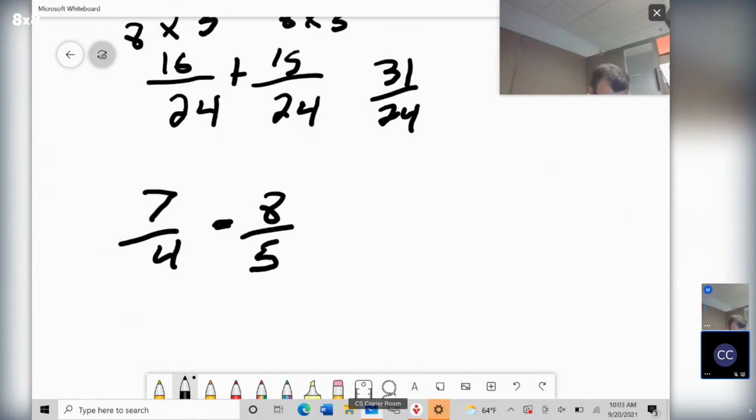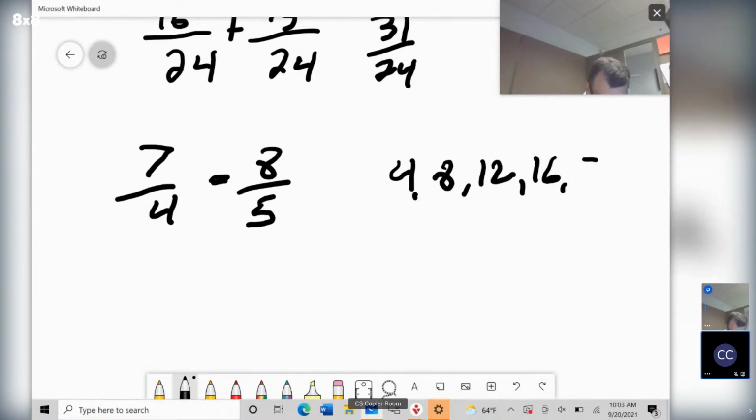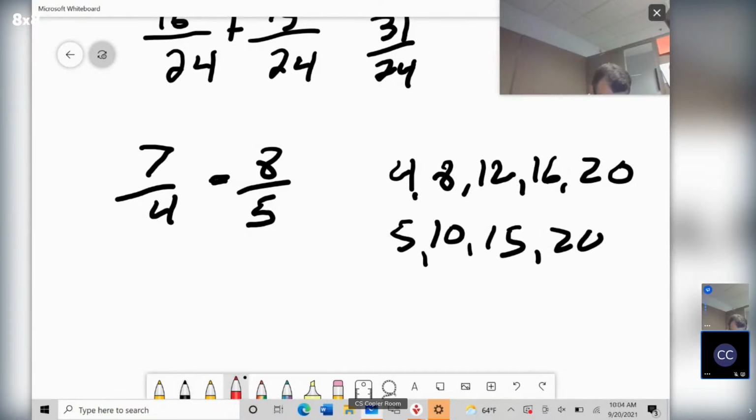So what we have to do is list the multiples of 4 and 5. So if I do 4, 8, 12, 16, and 20, I'm going to stop at 20. And for 5, we'll do 5, 10, 15, and we get 20. So 20 is going to be our common denominator. We see it here for this fraction. So we're going to put 20 on the bottom.